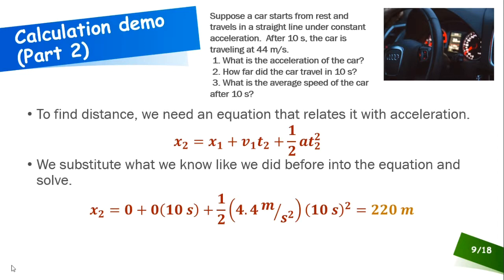When you solve the math here, you've got 0 for your first term, 0 for your second term, so it's 1/2 times 4.4 times 10 squared, which gives us 220. 220 meters is the distance the car traveled in 10 seconds.